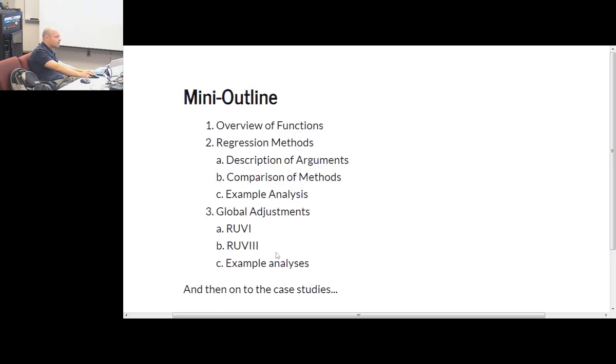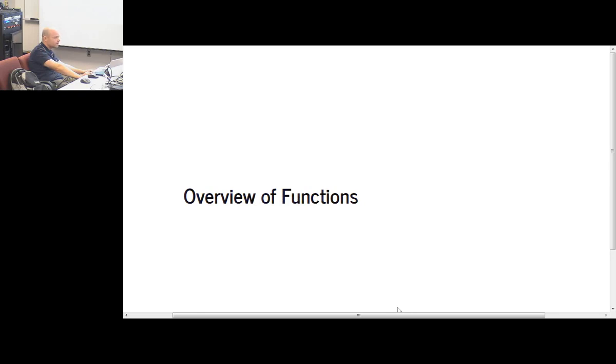But a quick mini outline of what's included here in the discussion of the package. I'll just give a quick overview of the functions that are included in the RUV package. Broadly speaking, there are methods for regression analysis, which is to say differential expression analysis, and also methods for global adjustments. I'll talk about those separately, and then once I do, we'll move on to the case studies with the Shiny app.